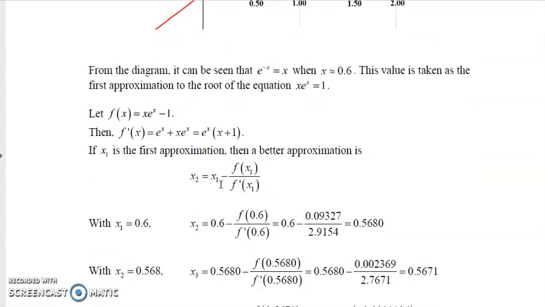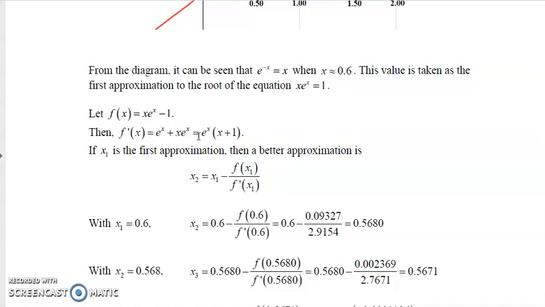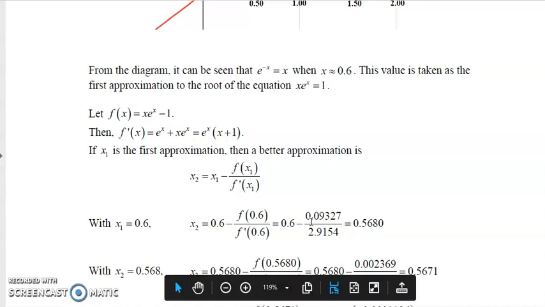Okay, so then the next one, substitute the formula: x1 minus f(x1), which is f(x) = x e^x minus 1, is it right? And then over the first derivative, at 0.6. So you need to derive first. Your f'(x) here will be e^x in the bracket (x plus 1). So you'll be using your calculator.